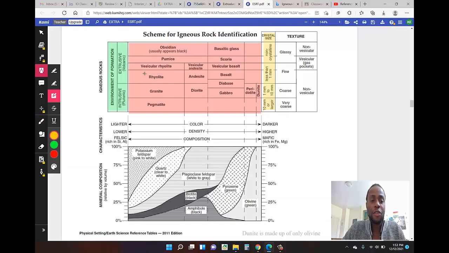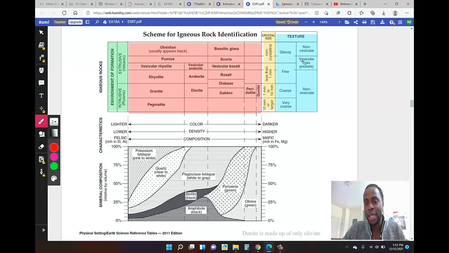All right, moving forward, further to the right hand side is the texture, and we just threw some light on that. So by now you know what vesicular means and what non-vesicular would mean. Vesicular means it has gas pockets, non-vesicular means it does not have gas pockets.